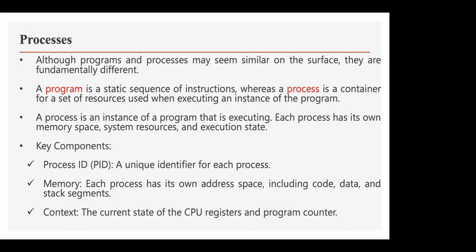Some of the key components of a process include the process ID, called the PID, which is a unique identifier for each process, and memory and context. For those using the Windows operating system, you can press Control-Alt-Delete, select Task Manager, and from there access some of the processes currently executing on your computer.